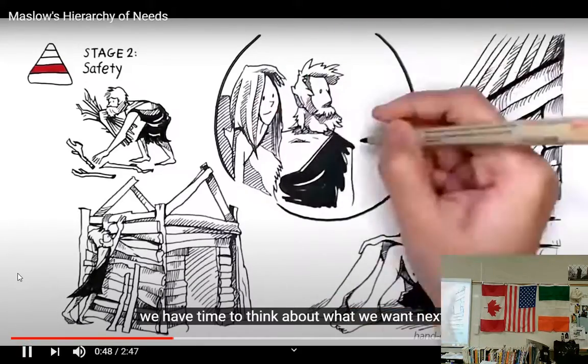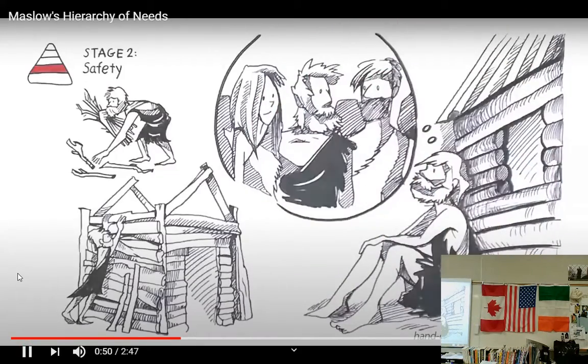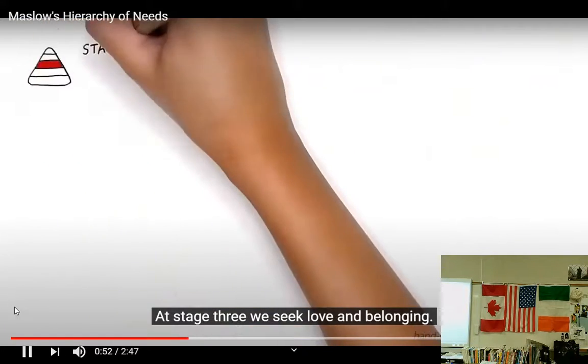Time to think about what we want next. At stage 3, we seek love and belonging.